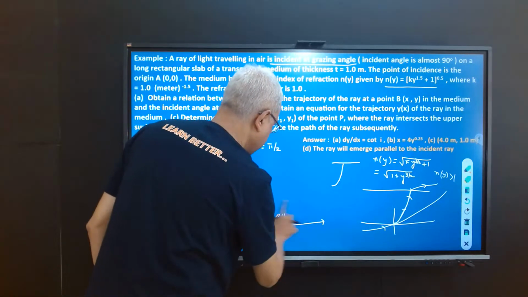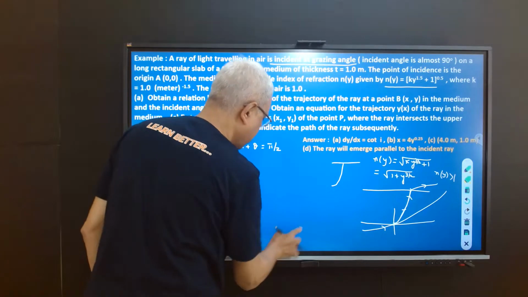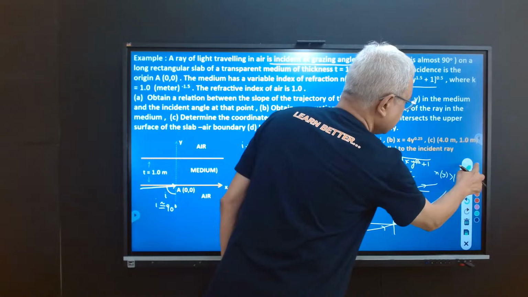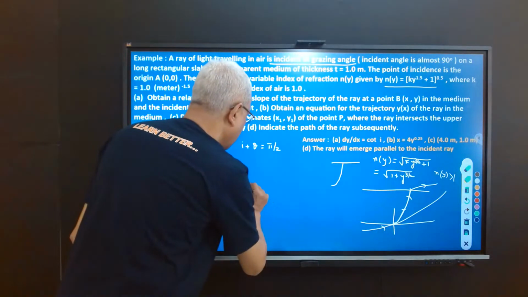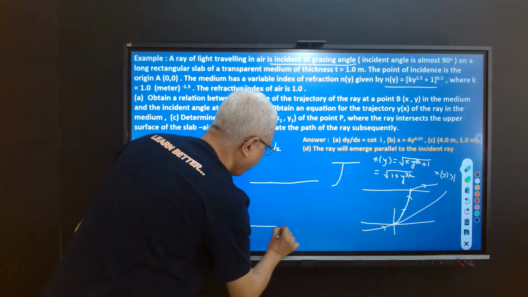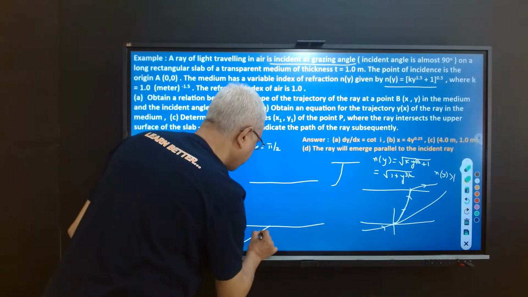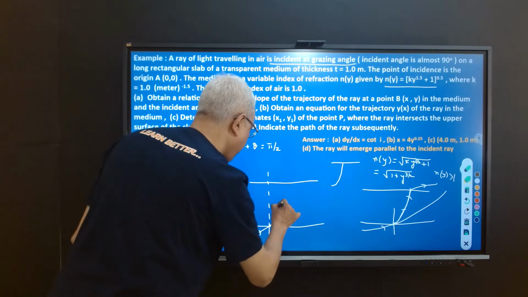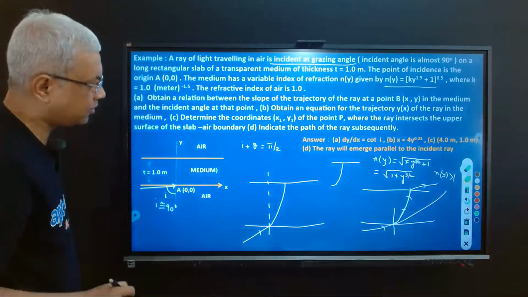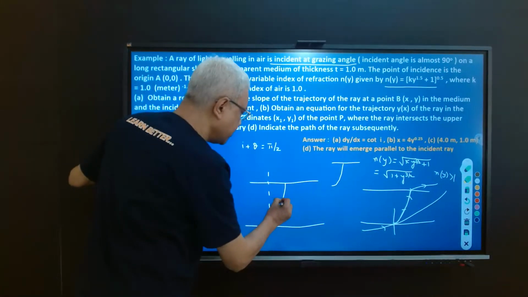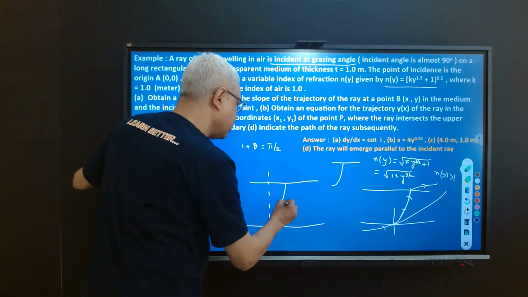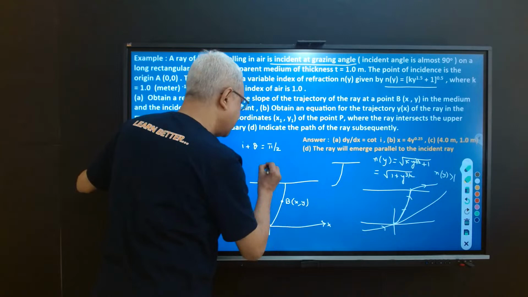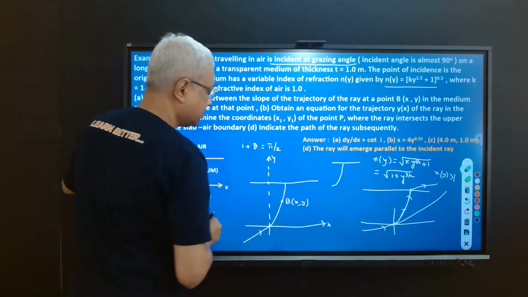One second. Let me draw. This concept is very, very important. So, this is the trajectory of the ray, and at this point B, whose coordinate is x, y, remember this is the x-axis and this direction is the y-axis.